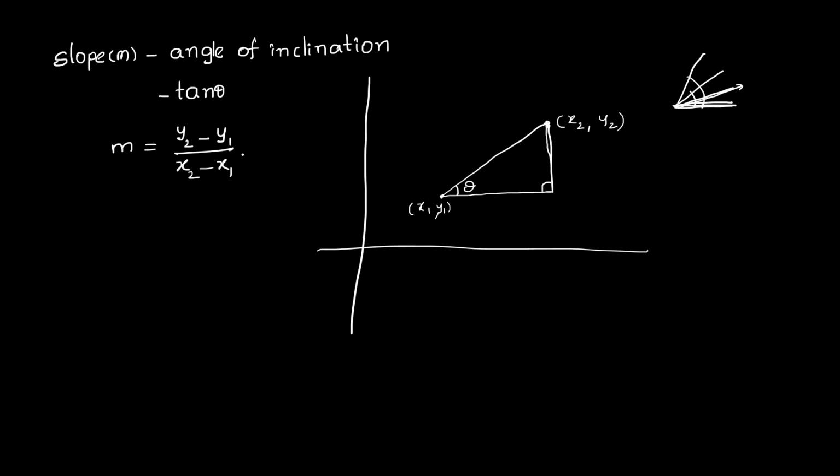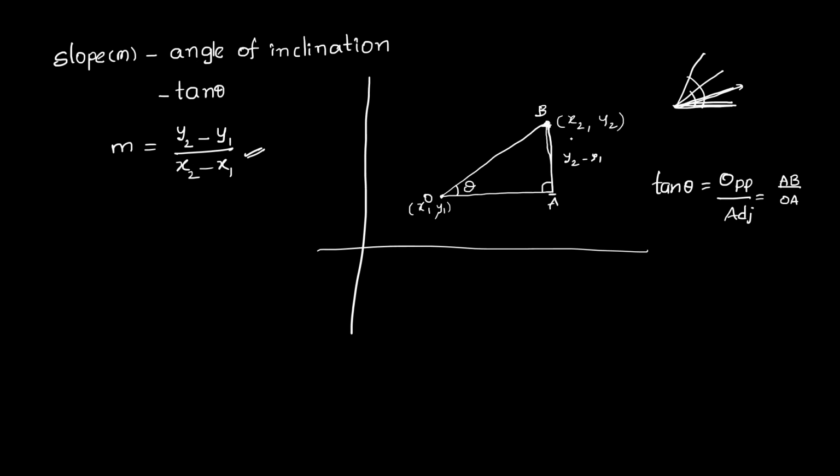Now how did this formula come? As we discussed, slope is given by tan theta, and from the ratios of trigonometry, tan theta is defined as opposite side by adjacent side. Now in this triangle, let us name it OAB. Opposite is AB by adjacent is OA. Now AB is given by y2 minus y1.